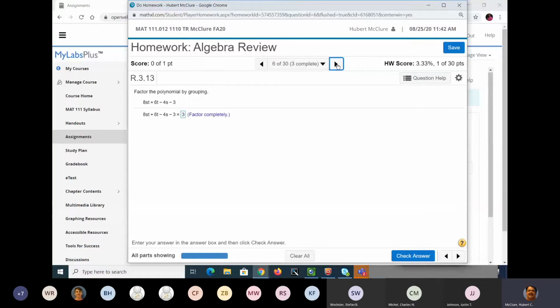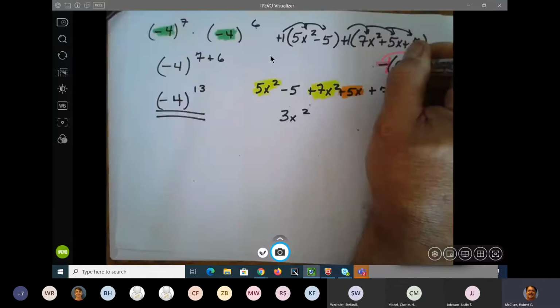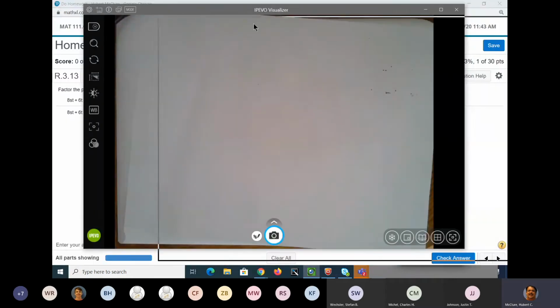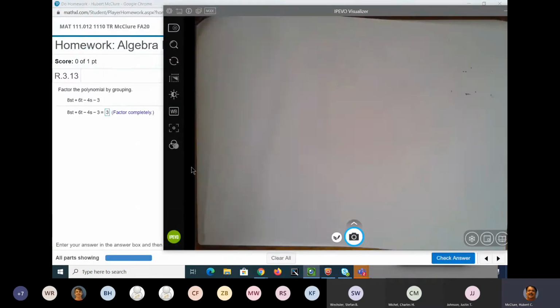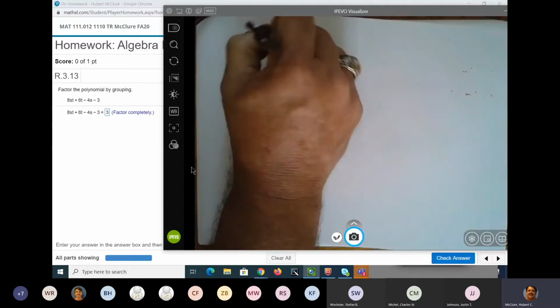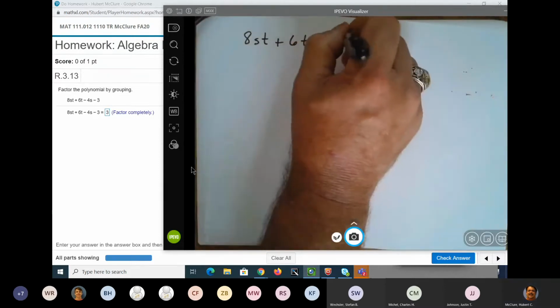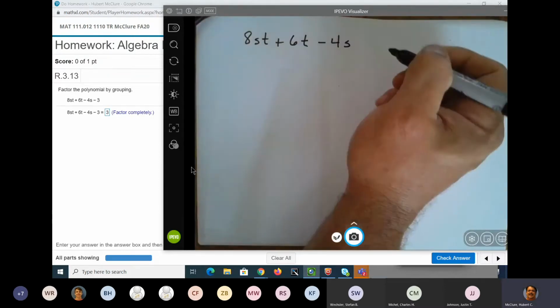Okay, factor by grouping. I still swear I feel like I've gone over these before, but maybe with another class. All right, so here we go. Go ahead and write that one down. Factor by grouping. So we've got 8st plus 6t minus 4s minus 3.